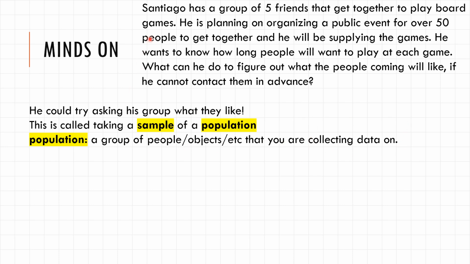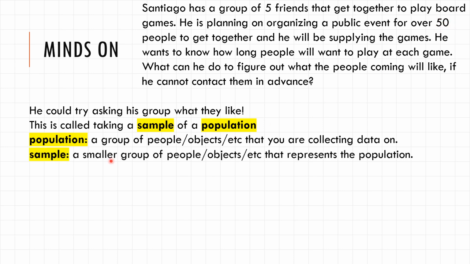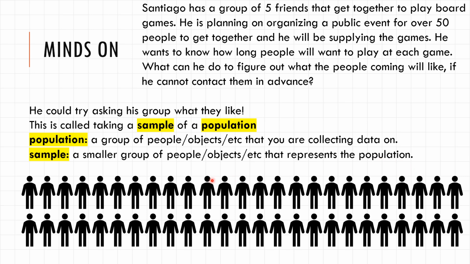Now, obviously, Santiago can't collect data on everyone that is coming to his event, so he will take a sample. And a sample is a smaller group of people, objects, or whatever that represents the population. In this case, the 50 people that are coming to his event are the people that he wants to know something about. He wants data on them. And to collect data on them, he will take a sample, and the sample will be his 5 friends, because those are the only people that he has access to.